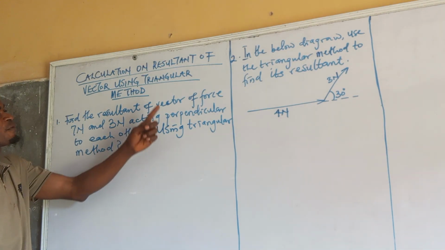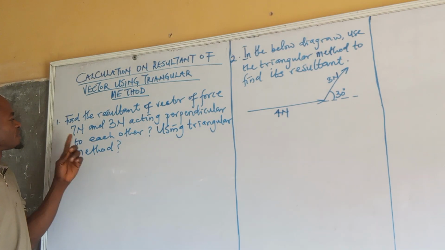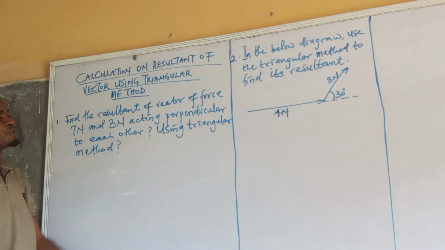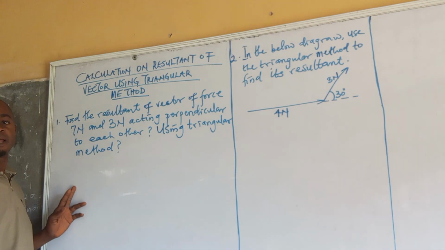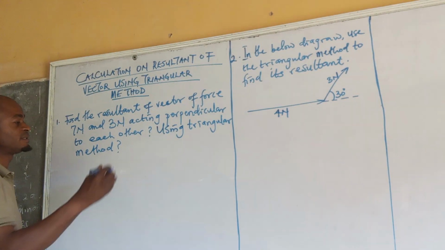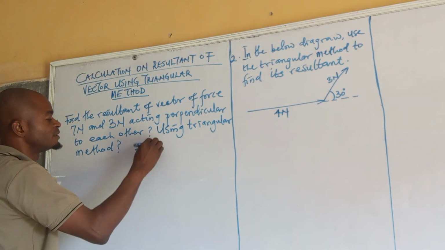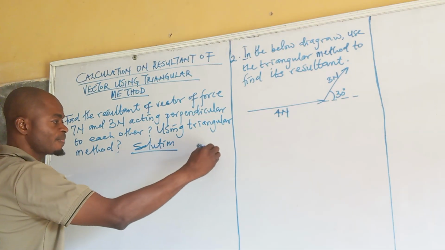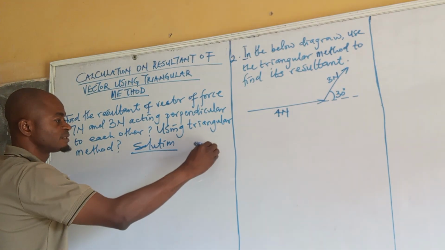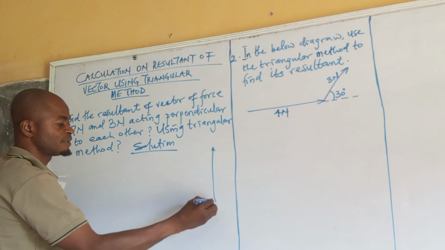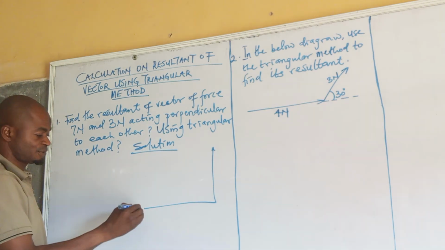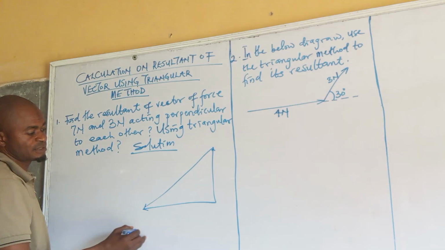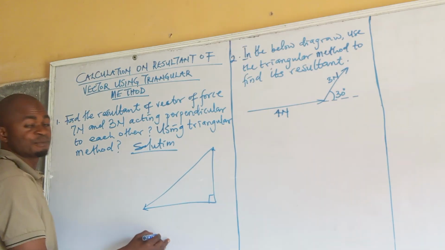Find the resultant of forces of 7 Newton and 3 Newton, acting perpendicularly to each other, using the triangular method. This is not a problem. What we are going to do now is to draw. Don't forget that there are two forces, and you can draw them using the triangular method, the way I told you. Perpendicular simply means this way.